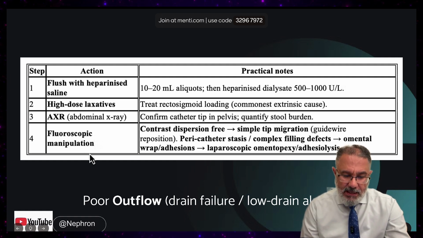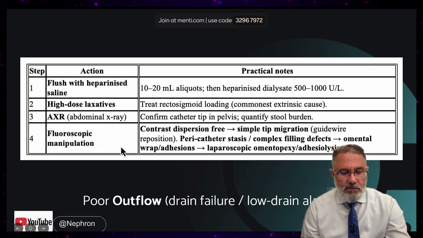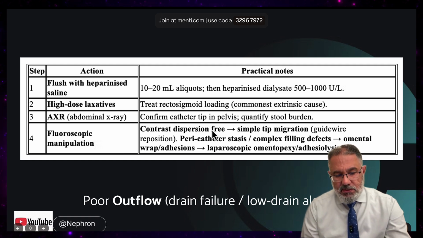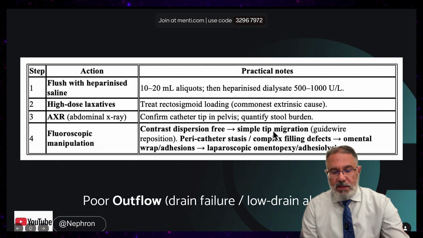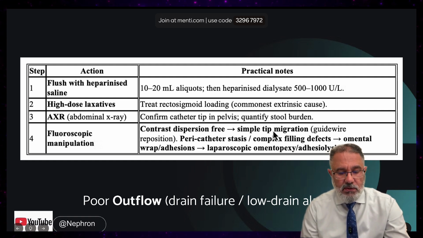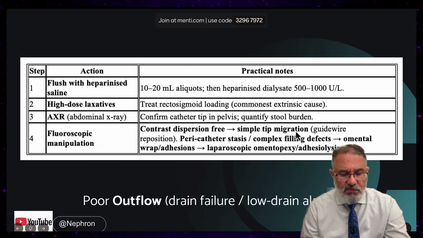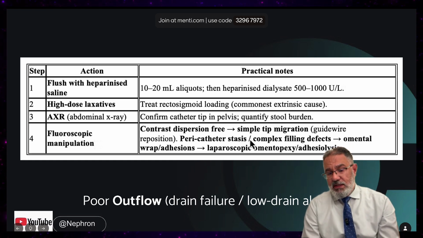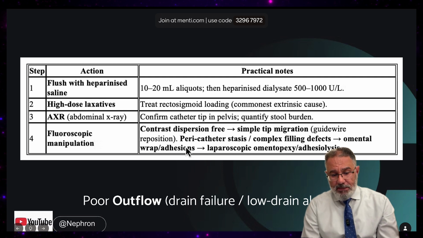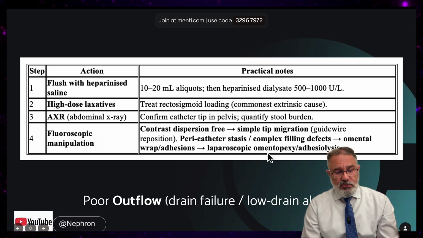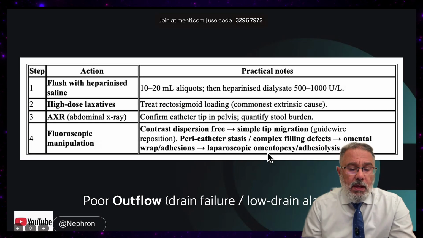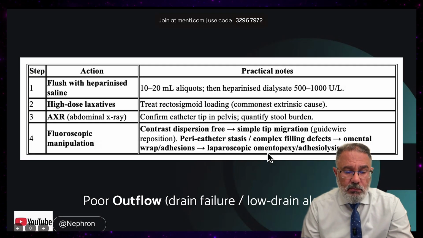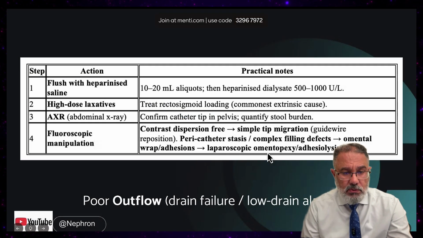Fluoroscopic manipulation, again, is the last step. If there is free contrast dispersion, then it's simple tip migration, and you just manipulate over a guide wire to reposition the tip of the catheter. But if there is pericatheter stasis, as we said earlier, then that's an omental wrap and needs laparoscopic omentoplexy. I hope that helped with this MCQ, and we're looking forward to meeting you again with a different MCQ and more discussion.